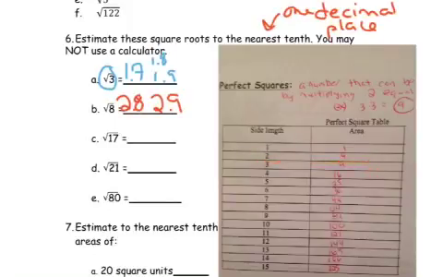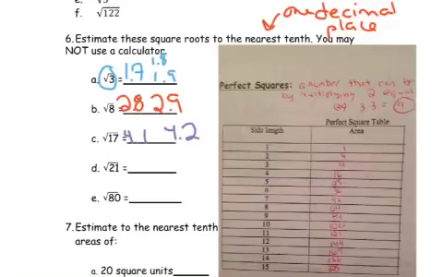So for the next one, the square root of 17. Well, 17 is going to be in between 16 and 25. It's super close to 16, so I'm going to go super close to 4. So if it were me on a test, I would estimate this to be about 4.1 or 4.2.